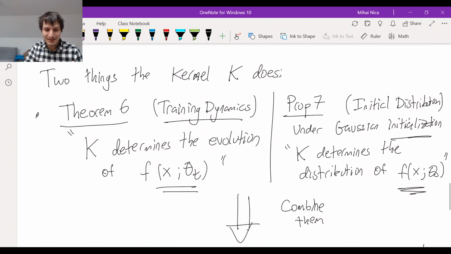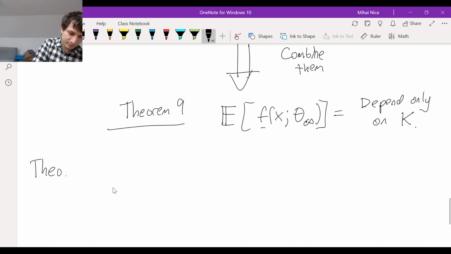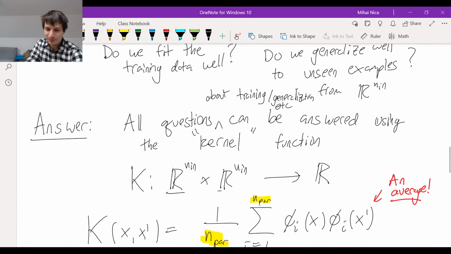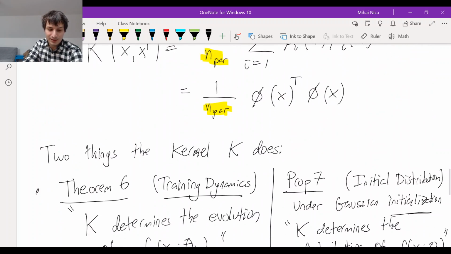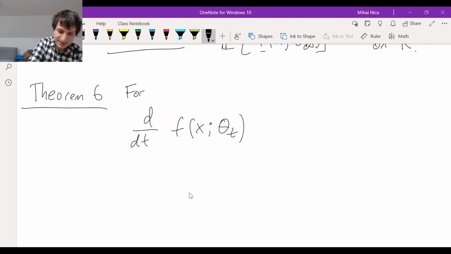So let me tell you what the two theorems say exactly. Theorem 6 and Proposition 7. You can also read along in the notes if you prefer nicely LaTeXed notes to my messy handwriting. So, Theorem 6. We're under these assumptions, so we're definitely using the gradient flow rule. The thing that happens if you do this is the time derivative of f of x theta t, for some fixed point x in the input space.